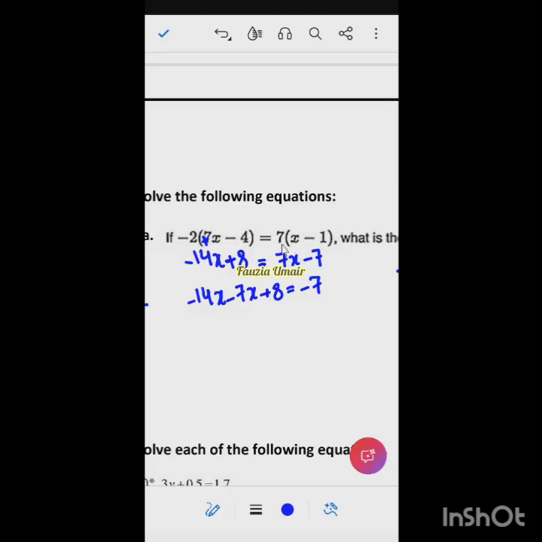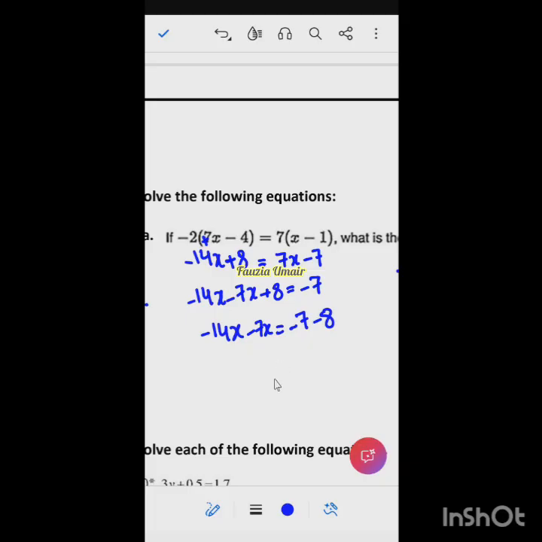minus 7x. When it goes to the other side of the equation, it will be minus 7x. Yes, minus 8 now. So minus 14x minus 7x. Now this 8 will go on the other side of the equation. So minus 7 minus 8. Right? So now if we combine the like terms, what is minus 14 minus 7?